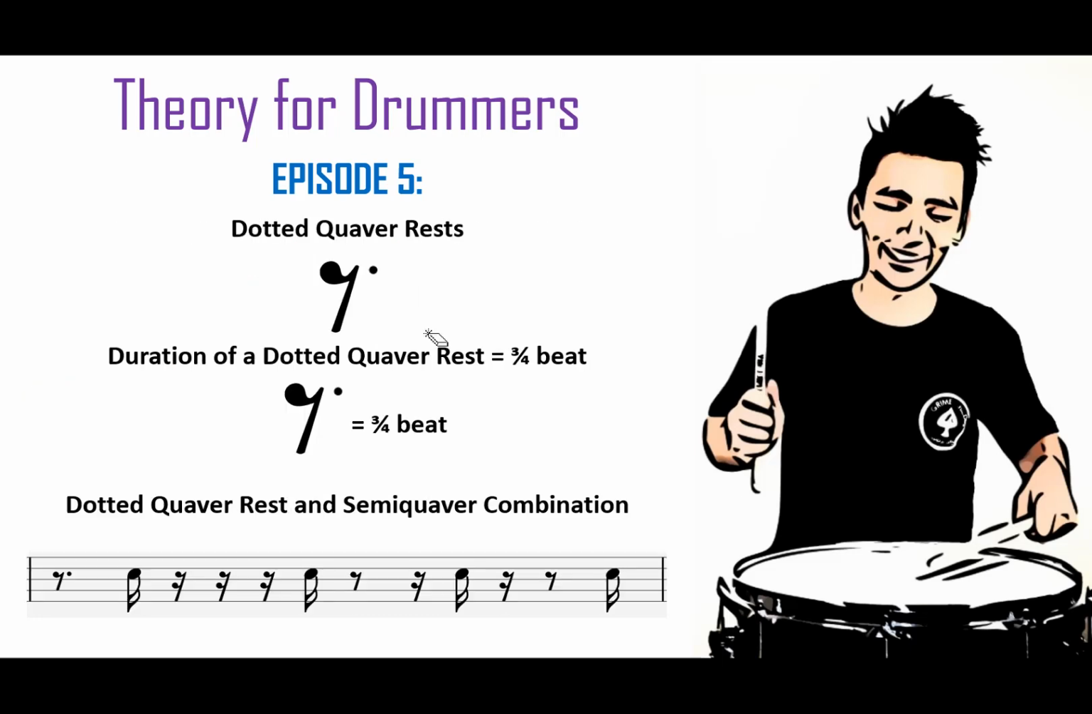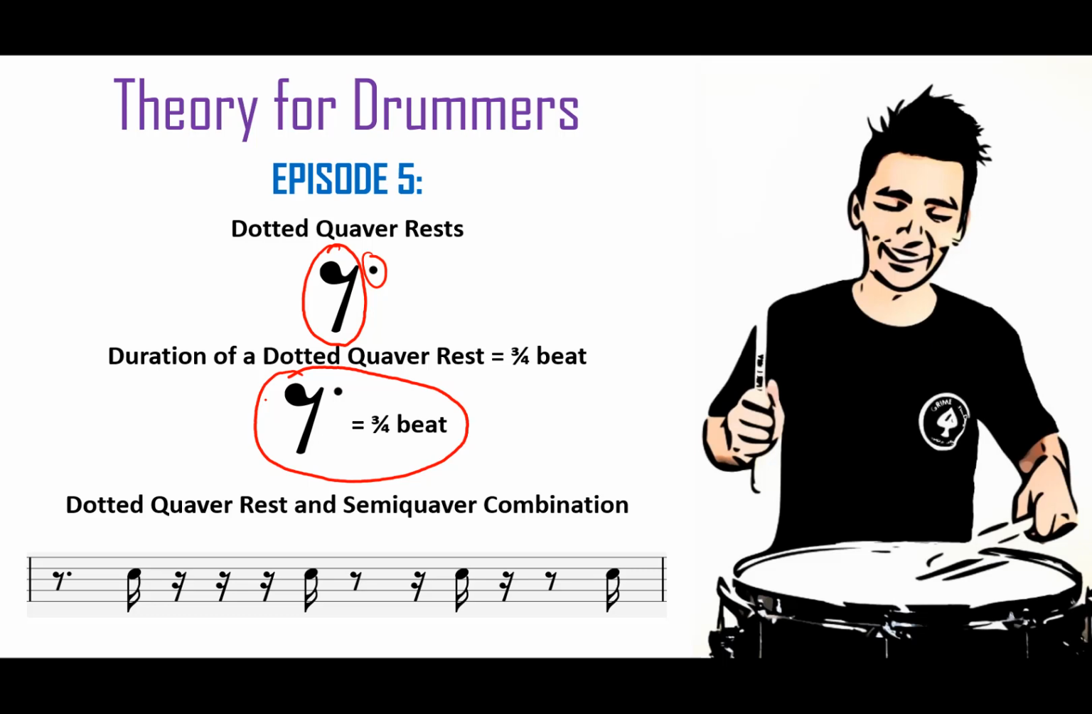Moving on to dotted quaver rests, you can see that we've got a regular quaver rest with a dot out the front of it, making it a dotted quaver rest. Now, a regular quaver rest has a duration of half a beat, but a dotted quaver rest has a duration of 3/4 of a beat. Because like I said, put the dot out the front of the item and it increases its value by 50%. And so we end up with the dotted quaver rest that can replace any dotted quaver to give you silence within 3/4 of a beat.